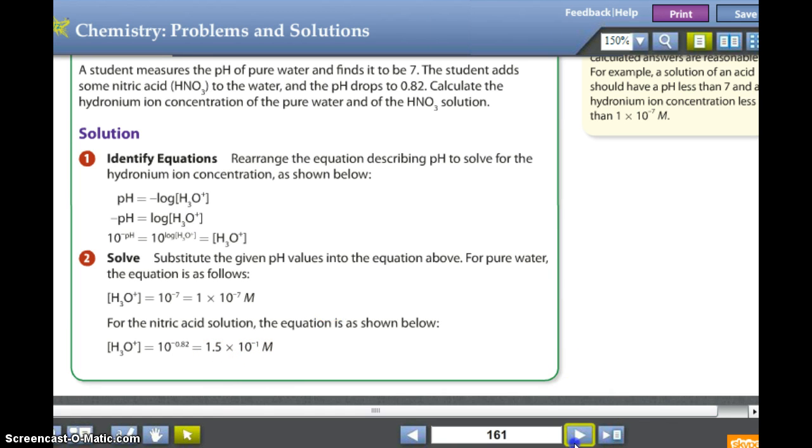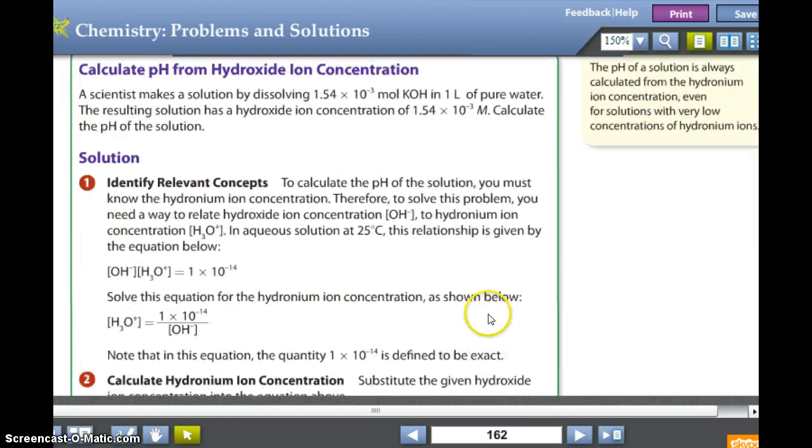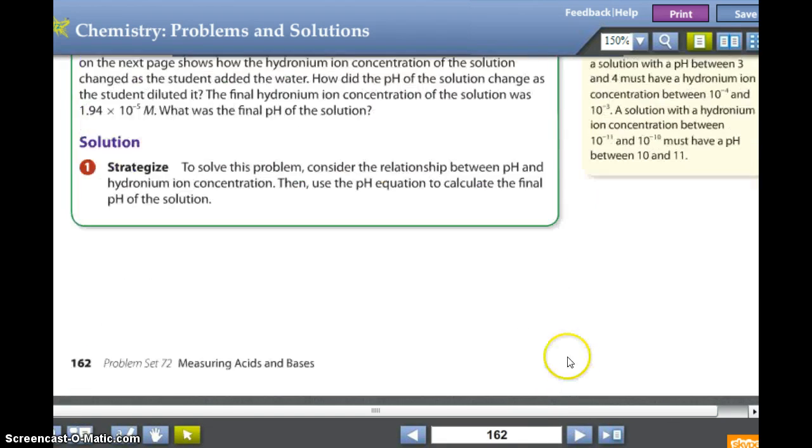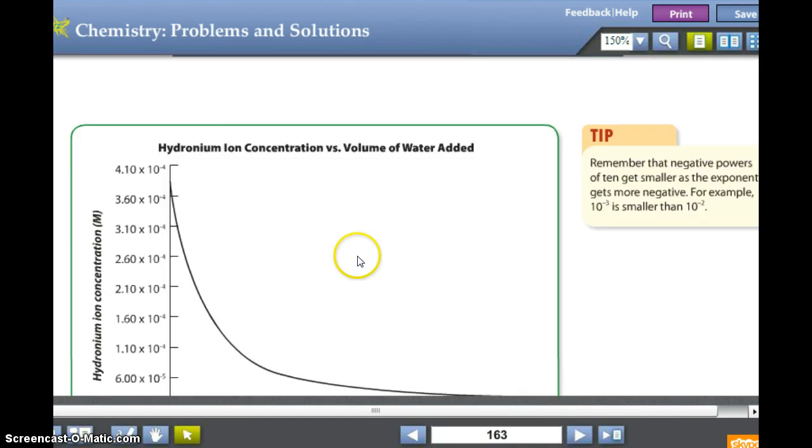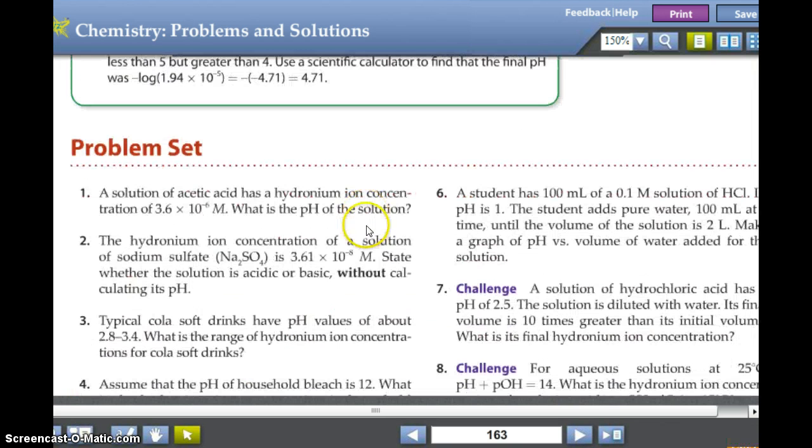All right, and then for this lesson, we needed to do questions numbers 1, 2, and 3. Question 1, the solution of acetic acid has a hydronium ion concentration of 3.6 times 10 to the negative 6 molar. What is the pH of the solution?